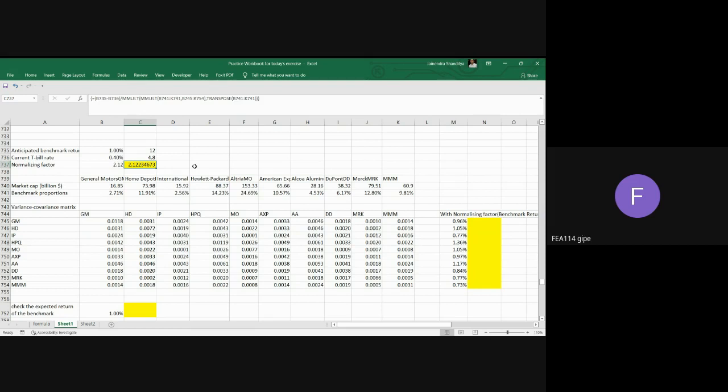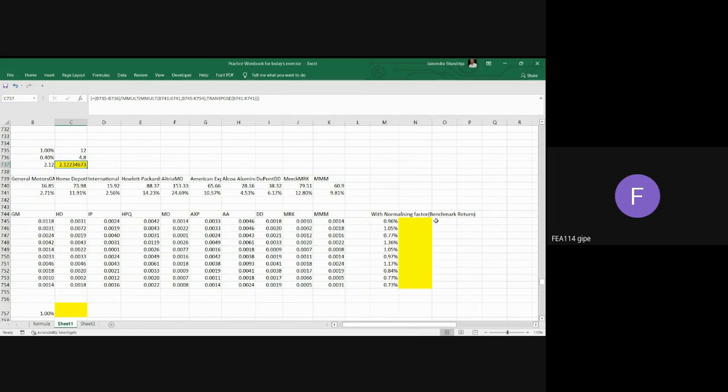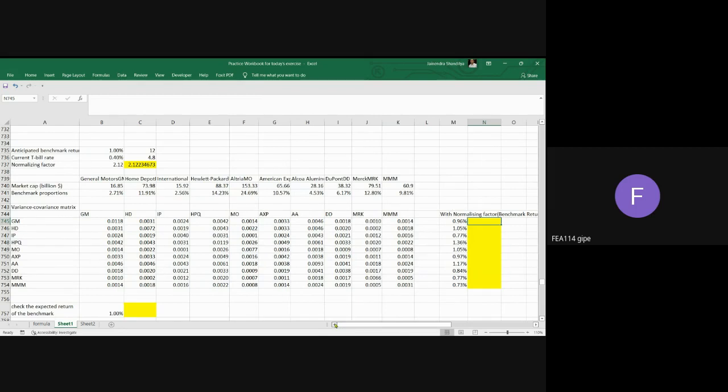but it's the same 2.12. Now, once you know the normalizing factor, the next challenge for you is to calculate the benchmark return. Why? Because the benchmark is 2.71 and the benchmark return is 1%. But what will be the return of General Motors, Home Depot, and all that? So again, we'll use a formula. So what formula will we use?